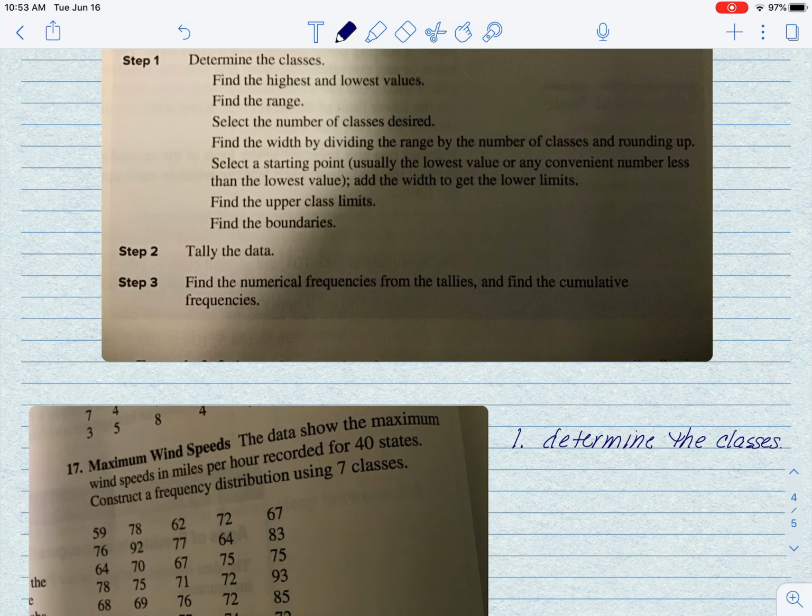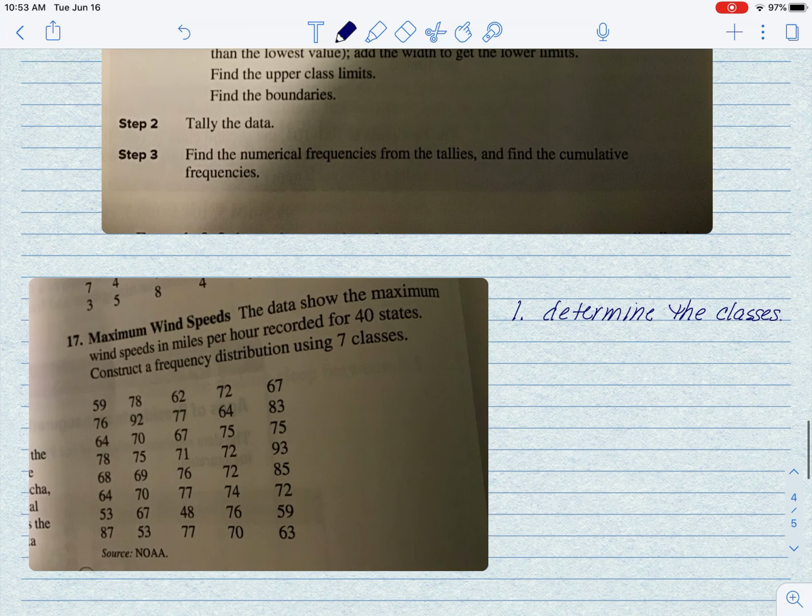So the example that we're going to do is that example 17 that we started with the raw data. And so the first thing we want to do is we're going to hold on to this raw data. The first thing we want to do is determine the classes. And these are the class limits that we're going to talk about first. Now, if you notice in these directions that we have, it says find the highest and the lowest values, find the range, and we'll define that, select the number of classes desired, find the width, and all this kind of stuff. So we're going to go through all of these things.